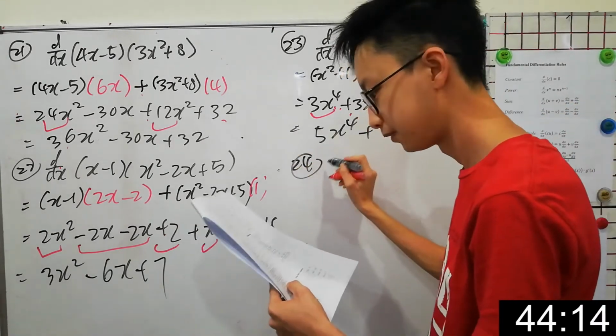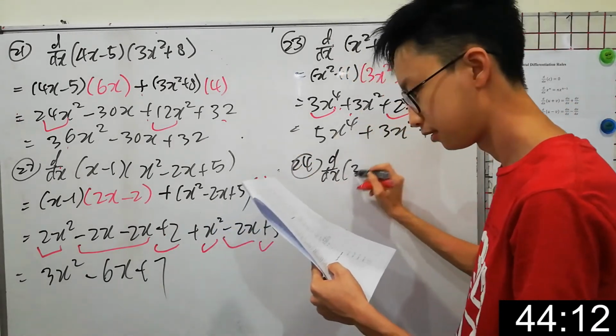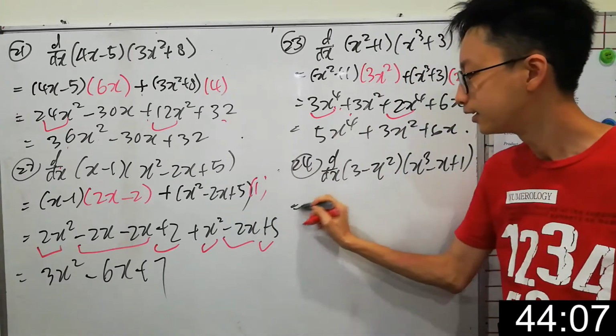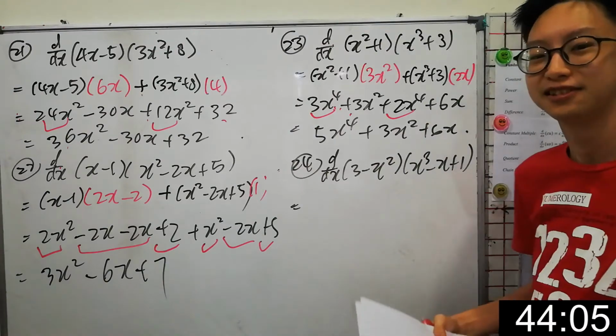Then number 24, d/dx of x squared, x cubed minus x plus 1. I just hope I can get into a good university so that I can continue to do my math.